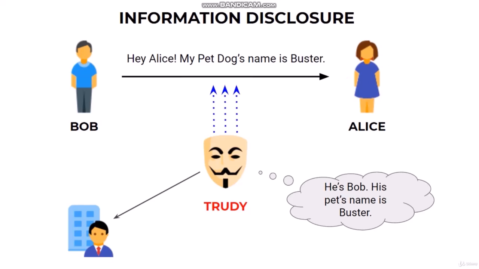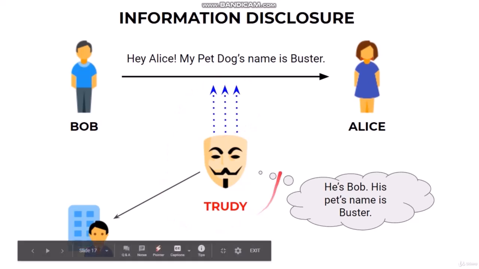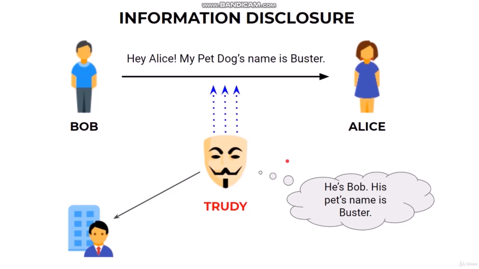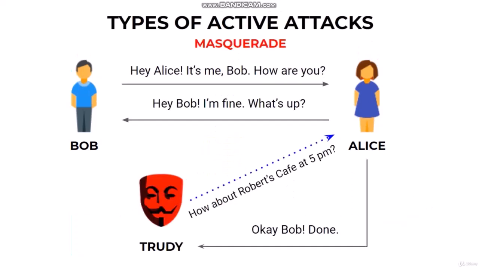Now, this information is not so crucial, but what if Bob told Alice that my account number is this, or my email ID is this, or I've been staying here in California since 19 and so on. Now, Trudy can disclose this information to someone in exchange for money. So this is information disclosure, but here Bob and Alice do not know that Trudy has exchanged information with some other third party. So this is also considered an attack of information disclosure.